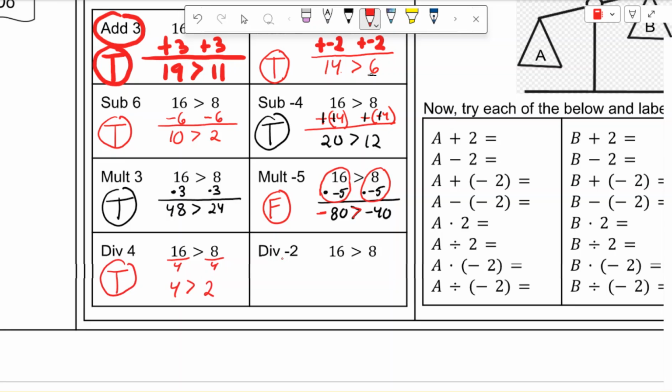And now we're going to divide both sides by negative 2. A positive divided by a negative is a negative. 16 divided by negative 2 is negative 8, and 8 divided by negative 2 is negative 4. Bring down the sign. Is it true that negative 8 is greater than negative 4? It is not. Check our math, make sure we're doing it right. We are. And so there's something wrong with the sign. So this is another false statement. So we found 2 falses in 8 problems of doing the property of equality.